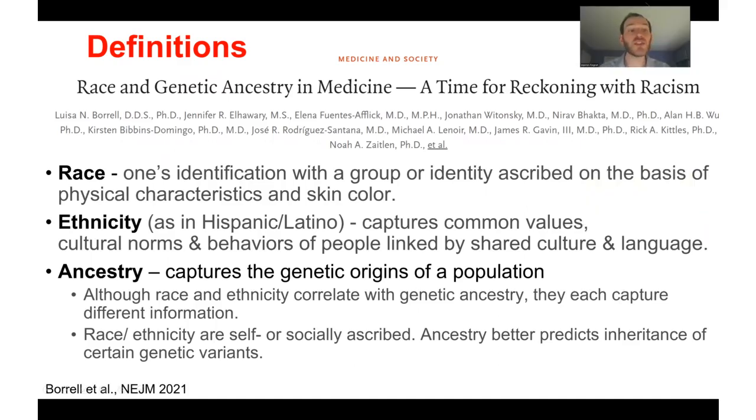I get my definitions for race, ethnicity, and ancestry from a recent New England Journal article, "Time for Reckoning with Racism, Race and Genetic Ancestry in Medicine." I define race here as one's identification with the group identity ascribed on the basis of physical characteristics and skin color. Ethnicity, as in Hispanic and Latino, captures common values, cultural norms, and behaviors of people who are linked by a shared culture and language. And ancestry captures the genetic origins of a population. So although race and ethnicity correlate with genetic ancestry, they each capture different information. Race and ethnicity are self or socially ascribed, whereas ancestry better predicts inheritance of certain genetic variants.